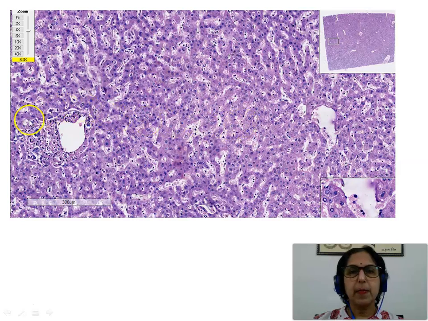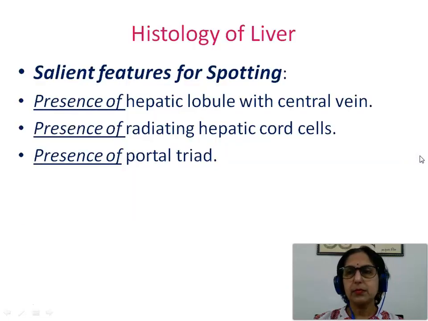We also see a portal triad where we appreciate the branch of the portal vein, hepatic artery and the bile duct. The salient features for spotting a slide of histology of liver would be the presence of hepatic lobule with central vein, presence of radiating hepatic cord cells, and presence of portal triad.